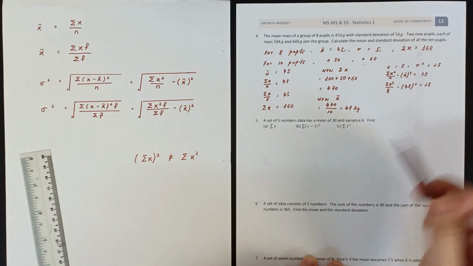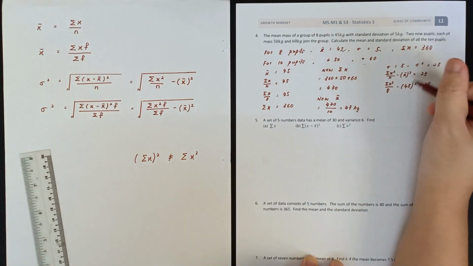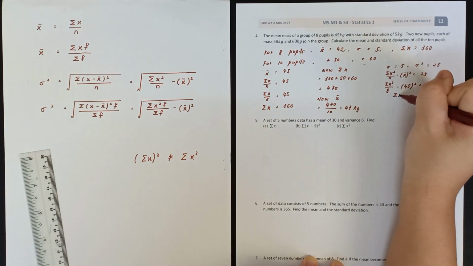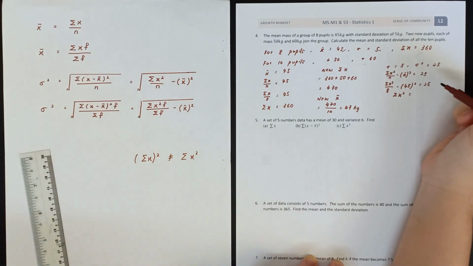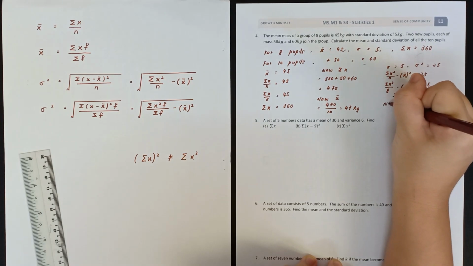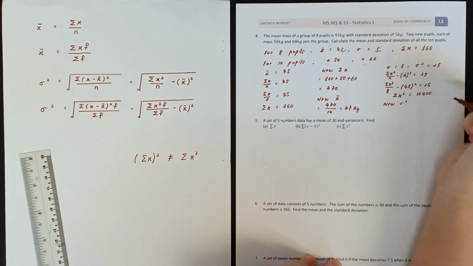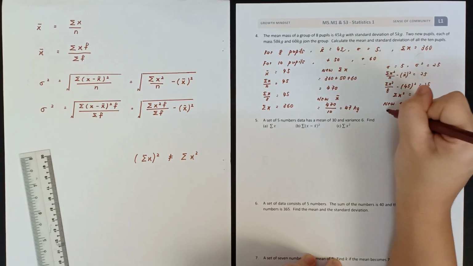Sorry, I cannot show everything here. The space is too small for me to use this pen. Okay, so my sum of x squared will be equal to 16400.